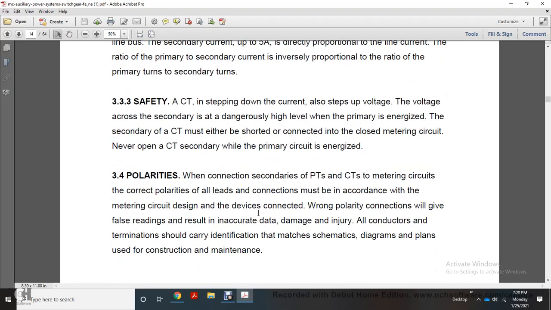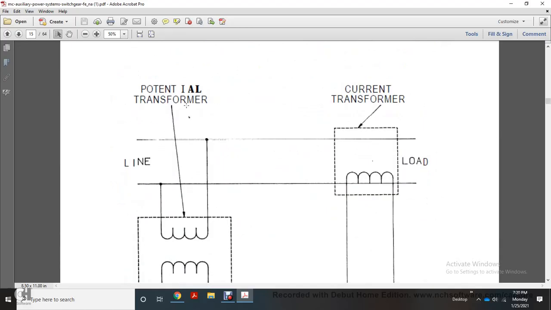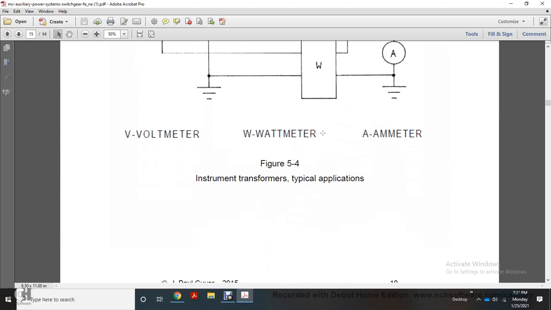Alright, polarities. When connecting the potential transformer and current transformer to the metering circuit, the correct polarities, leads, and connections must be in accordance with the metering circuit design. Wrong polarity connections will give false readings, resulting in inaccurate data, damage, and injury. All conductors and terminations should carry identification that matches the schematic diagrams and plans used for construction and maintenance. This shows the potential line, current transformer, loads, voltmeter, wattmeter, and ammeter.